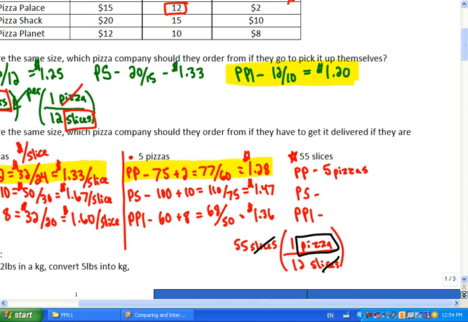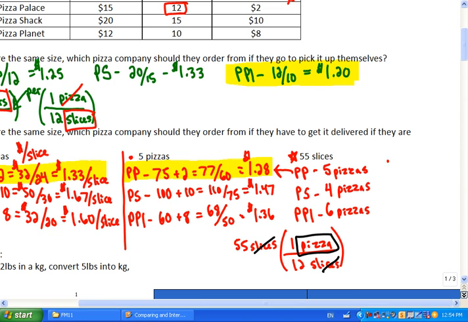Okay. So here, I'm going to keep going. If I was to order from the Pizza Shack, this time I would need 4 pizzas. And if I was to order from the Pizza Planet, we'd need 6 pizzas. So there's going to be some pizza that's wasted if we only had 55. So let's see what we end up with this time.